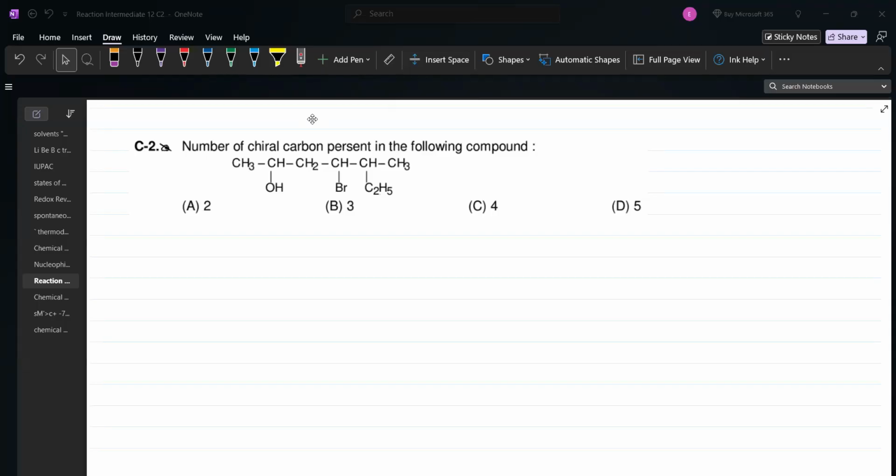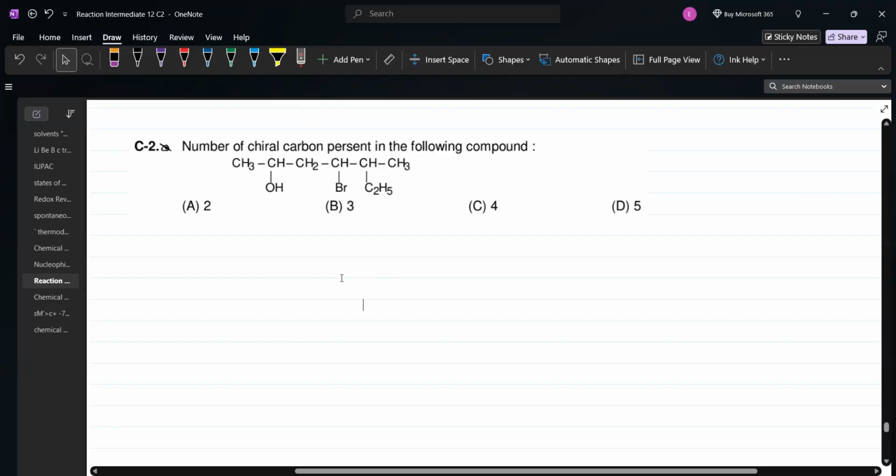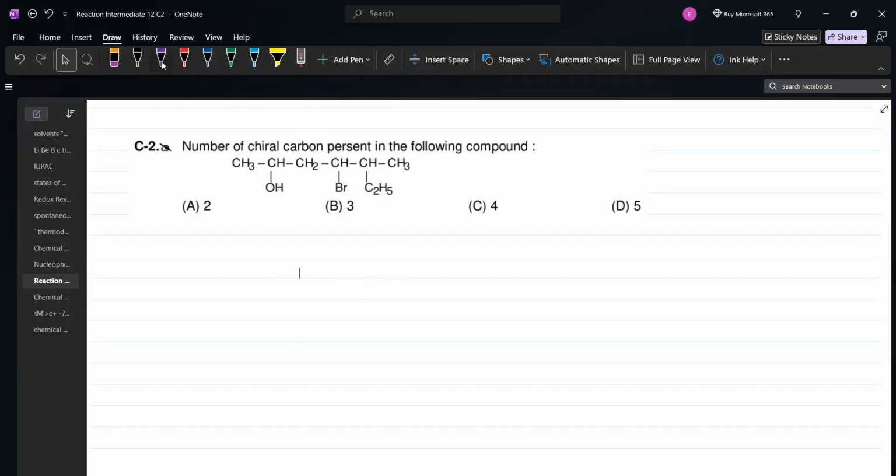It is a very common thing. People forget.